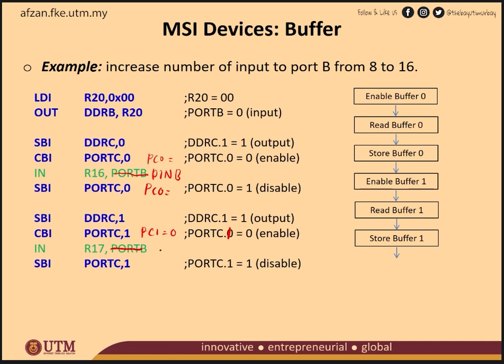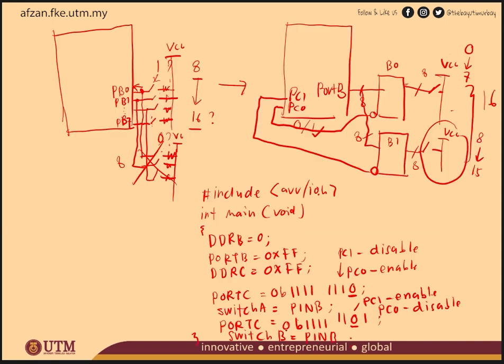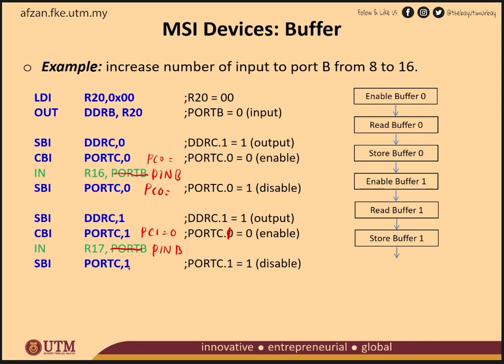This one is also pin B, not port B. Pin B goes to your R17. In our case here, R17 we replace with switch B. And then you disable your PC1 by sending 1.